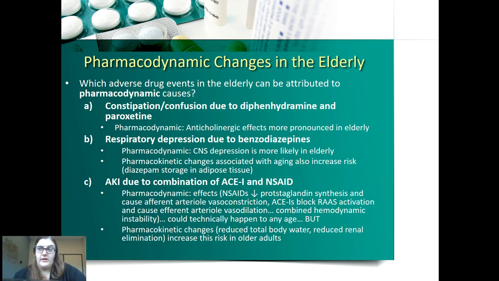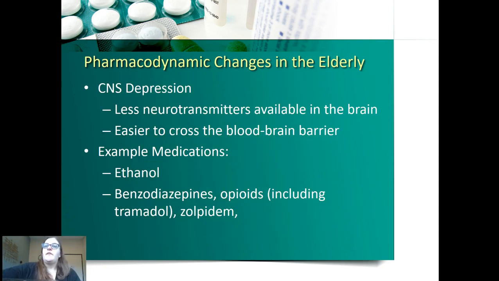But the pharmacokinetic change, again, they're more likely to have issues because of this reduced renal elimination. So a lot of things will go in both categories, both pharmacokinetic and pharmacodynamic. So as I mentioned, older adults are more likely to have CNS depression. Overall, they have less available neurotransmitters in the brain. Over time, they've had more opportunities, again, to have brain damage. Also, medications cross the blood-brain barrier easier.